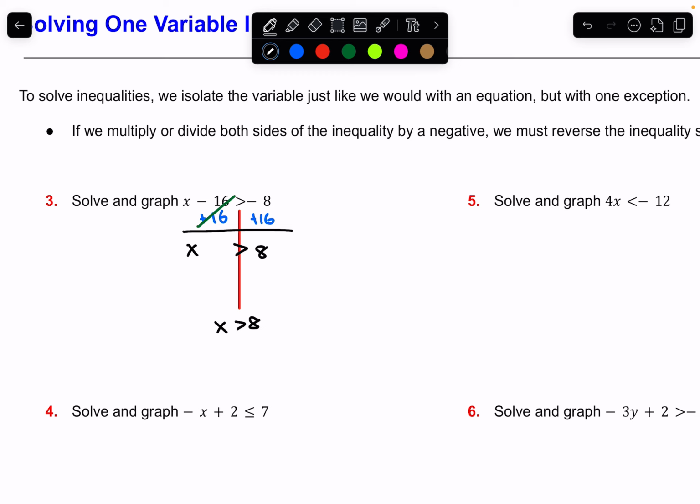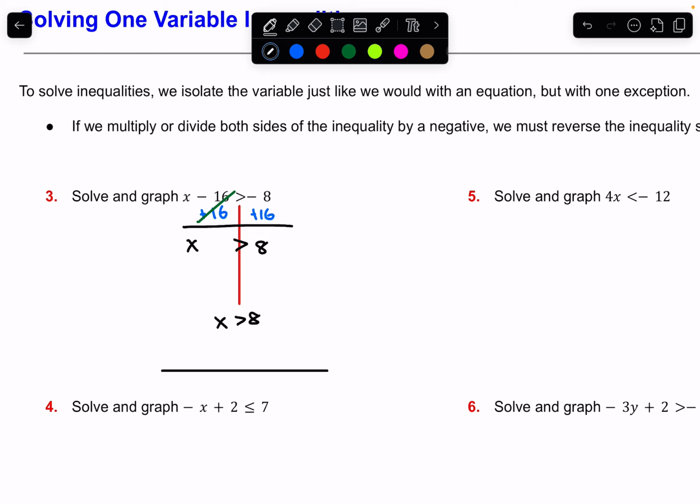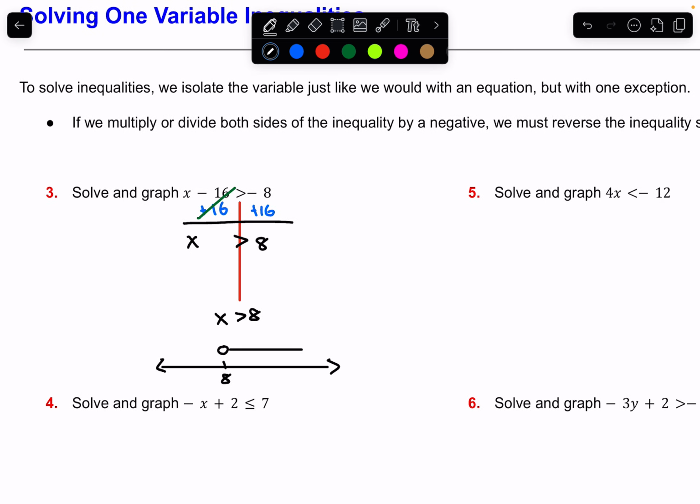All right, and then when it says to graph, that's just the number line again. So if we represent these solutions on a number line, I would put an 8, put an open dot because no or equal to sign, and greater than means we're going off to the right.